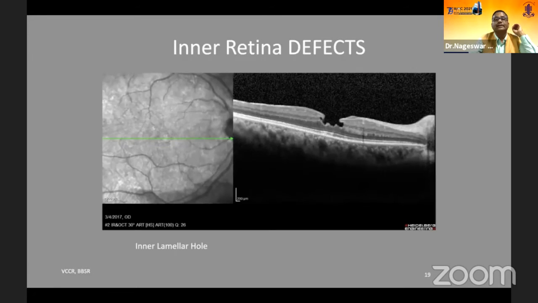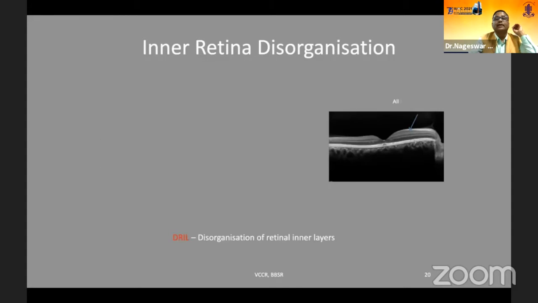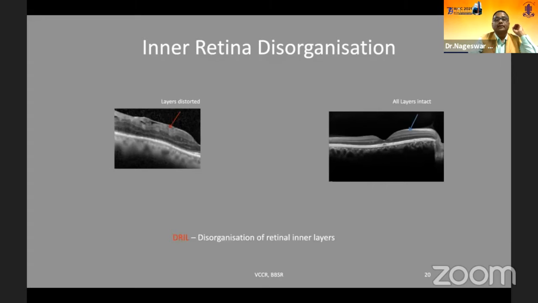Inner layer defects we will see prominently in lamellar macular holes. You will find the inner layer defect with the outer layers intact. Inner retinal disorganization is where OCT is actually defining disorganization of the inner retinal layers. That is called DRIL, which is nowadays an important biomarker in diagnosing diabetic macular edema. So in that case, we are taking into account so many things in the inner retina, whether they are there or not.